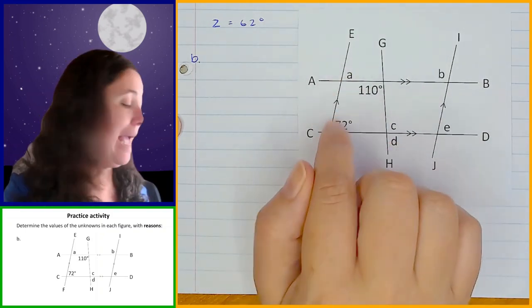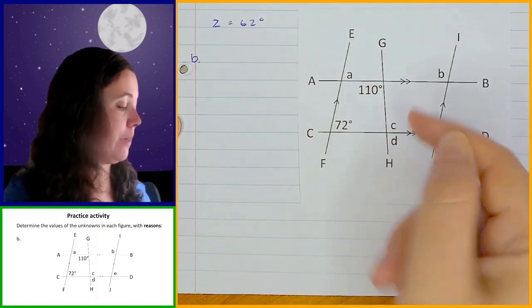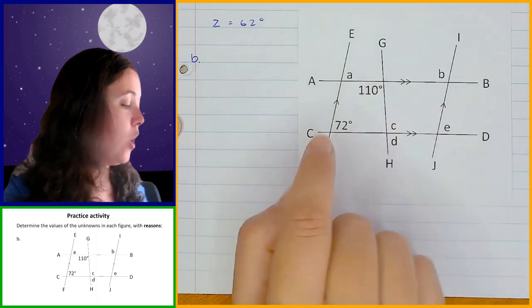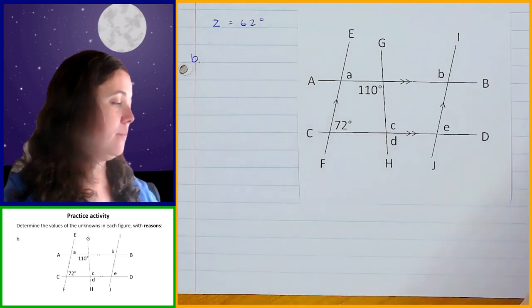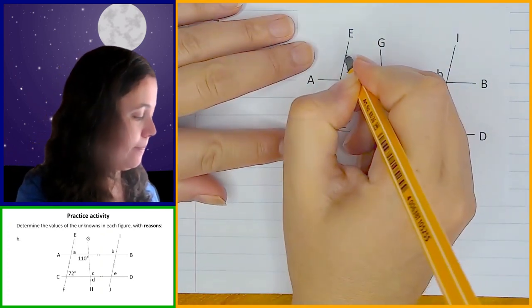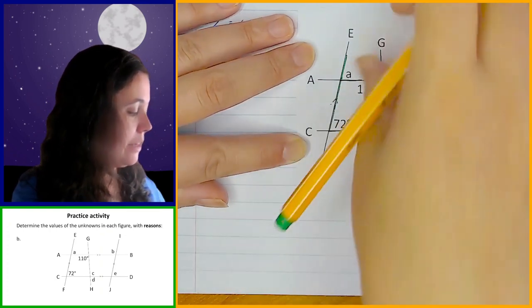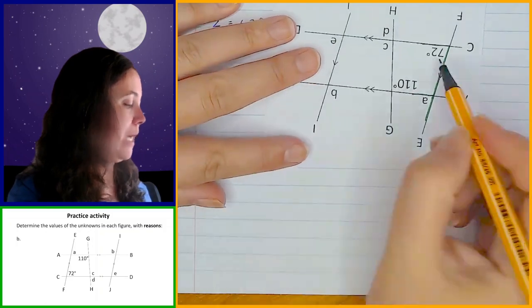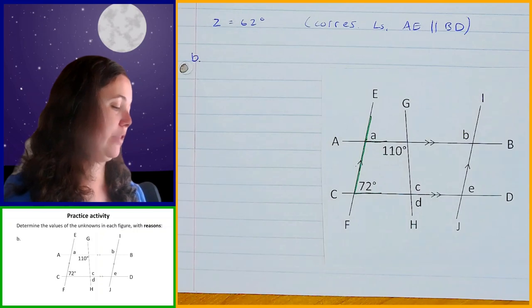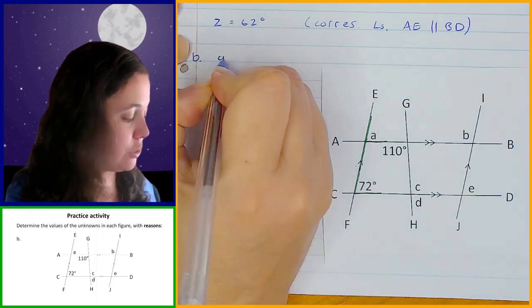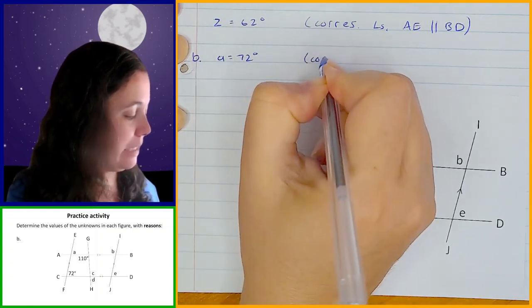Now, for A, I'm not going to be able to really use the 110 because these two lines aren't parallel, so I can't work with 110 with the A. What I can do is use the 72 to work out A. If you look at the A and the 72 and we join those up like that, that makes our backwards F shape. So that is corresponding angles that we're working with. So A is equal to 72 degrees because corresponding angles are equal to each other. So A equals 72 degrees, and our reason is corresponding angles.